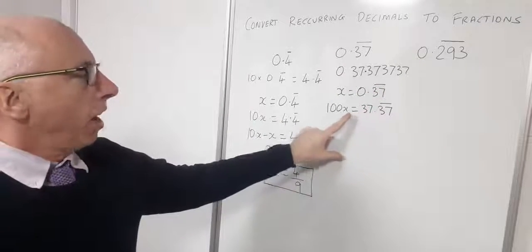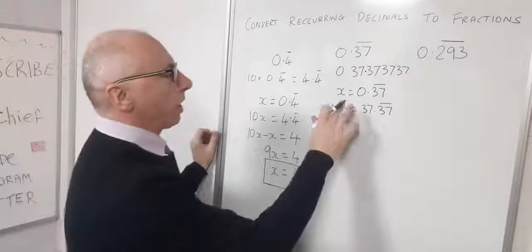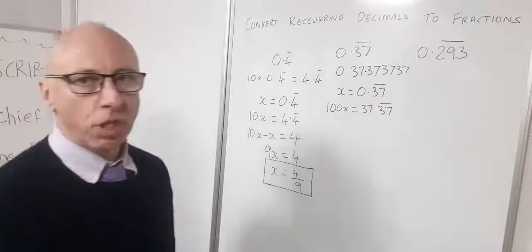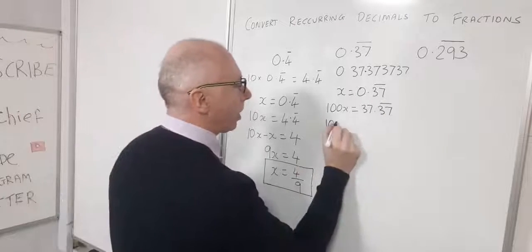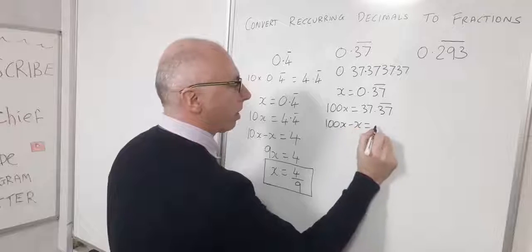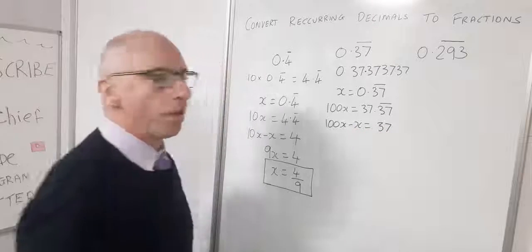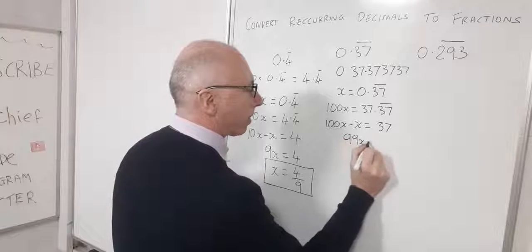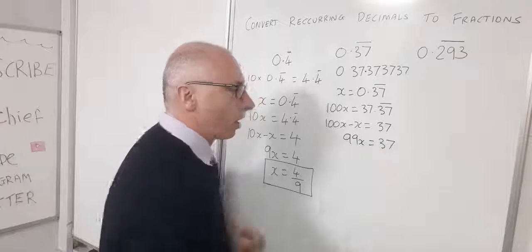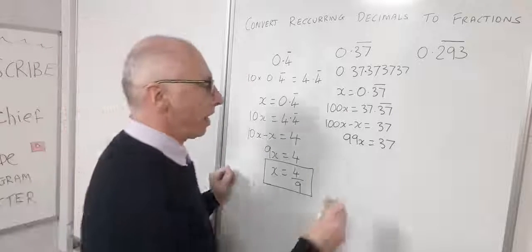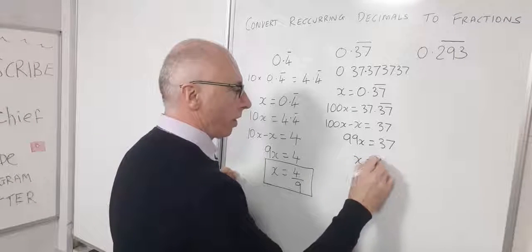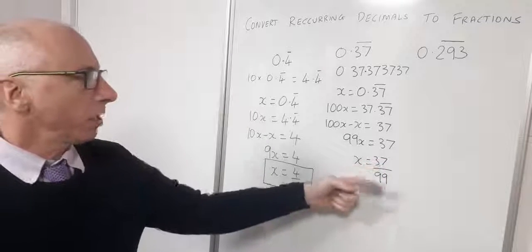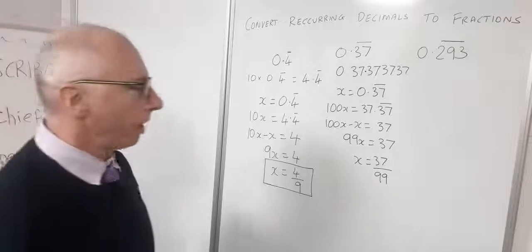And now I want to get a whole number in here. So if I subtract this first x, I will get rid of this 37 recurring. So 100x minus x would just be leaving me with 37. So now I've got 99x equals 37. So divide both sides by 99. So now x equals 37 over 99. Now 37 is a prime number, so that is going to be my final answer.